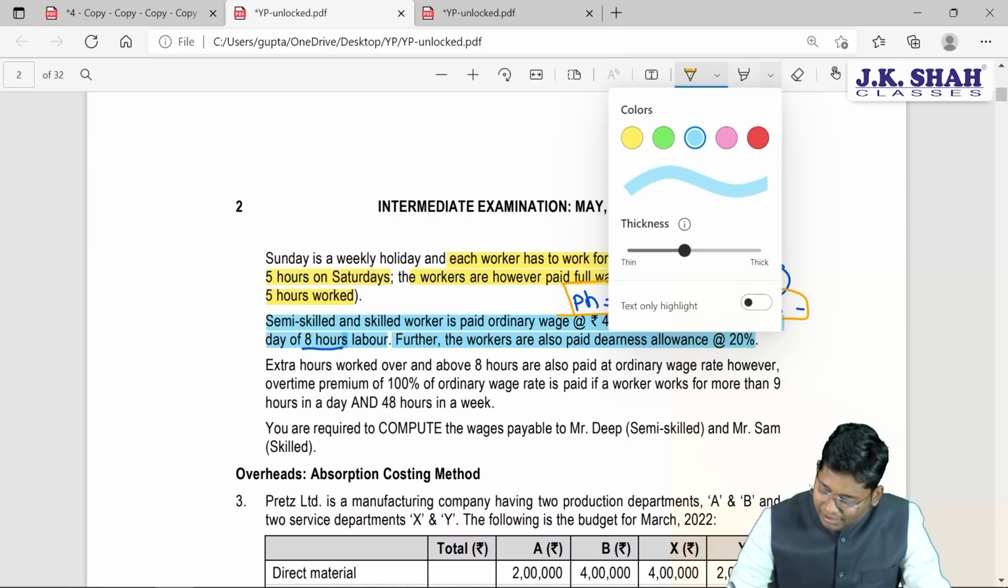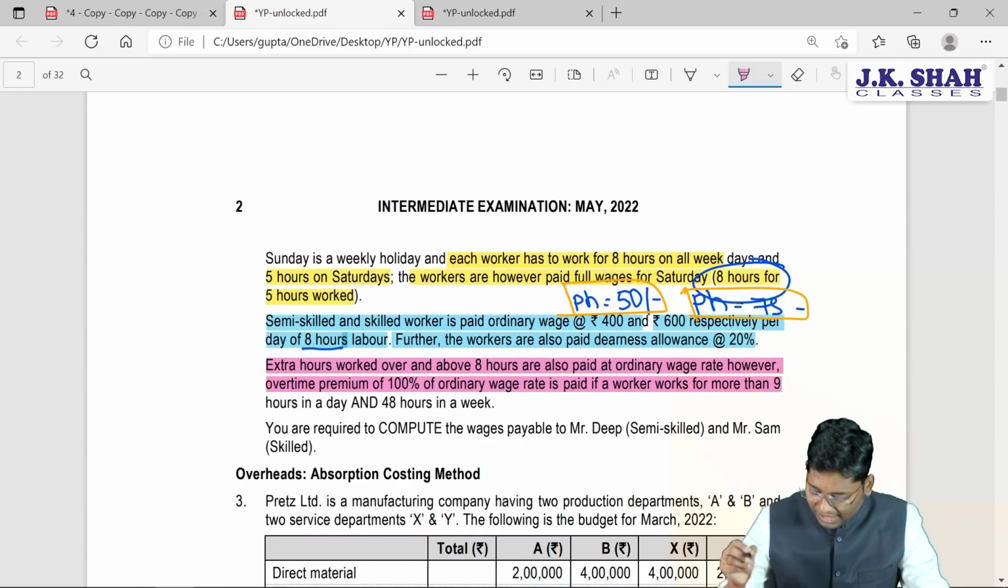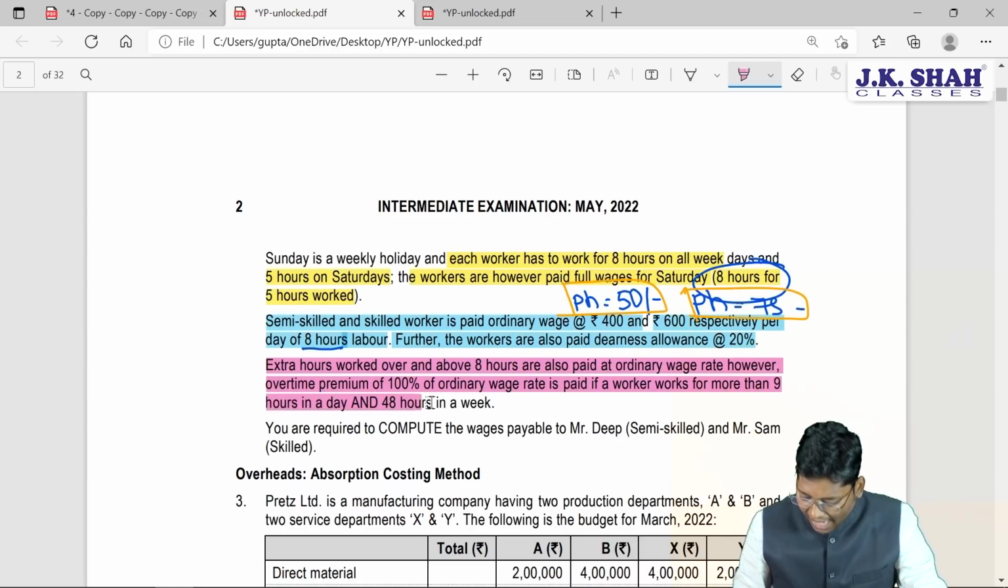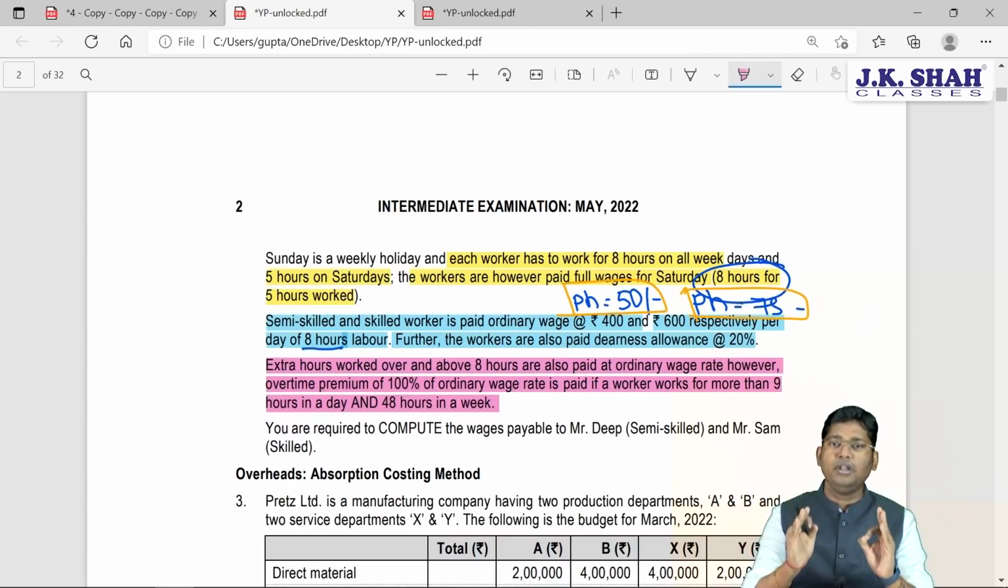Now, the last paragraph is very important. Extra hours worked over and above 8 hours are also paid at the ordinary wage rate. However, an overtime premium of 100% of the ordinary wage rate is paid if a worker works for more than 9 hours in a day and 48 hours in a week. Very important paragraph.